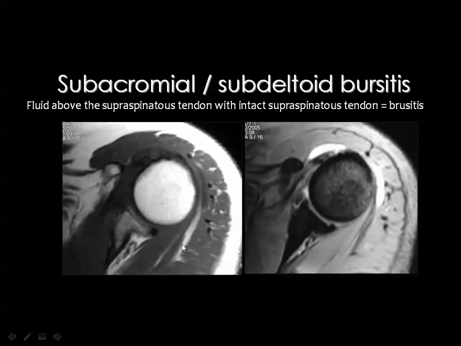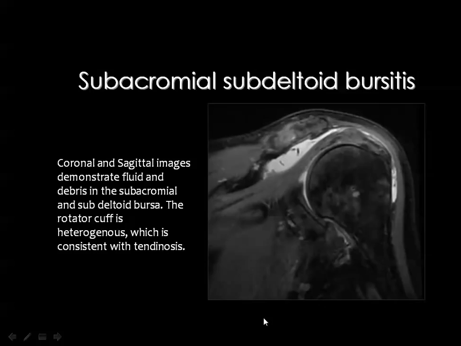And this is an example of subacromial subdeltoid bursitis in the axial image. This is the deltoid muscle, and you can see this fluid signal underneath the deltoid muscle, and it is of low signal in the T1 weighted images, denoting bursitis.